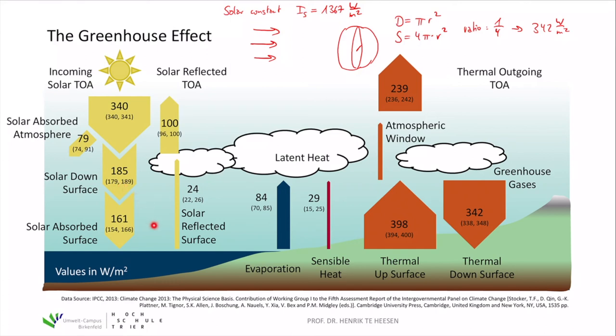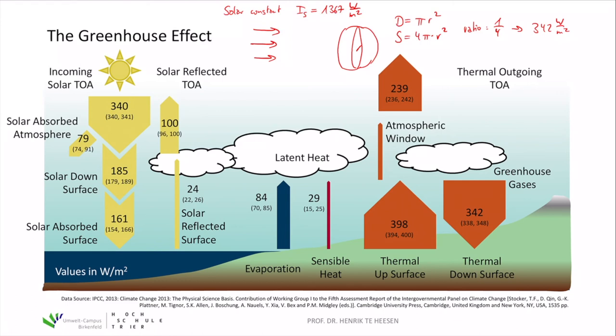And then we have a reflection on the surface of Earth, of course, which is varying. Water has a different albedo, so a different capacity to reflect radiation, than ice or woods and forests. So on average about 24 watts per square meter are reflected. And finally, what we have is 161 watts per square meter. This radiation is absorbed by the surface, and this amount is then used to heat up the Earth.